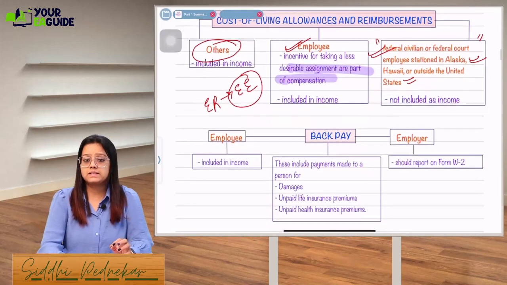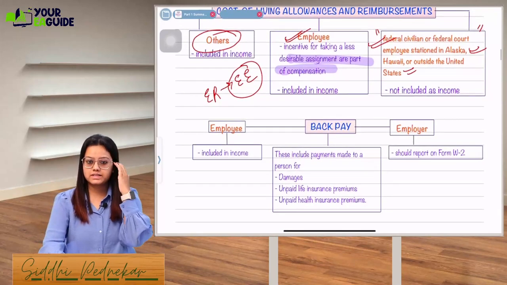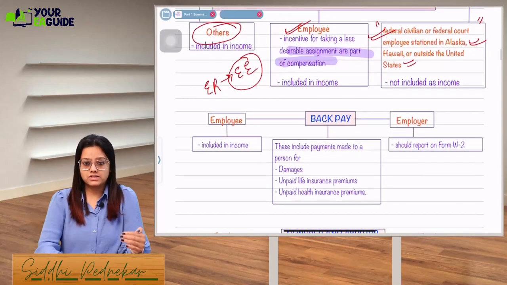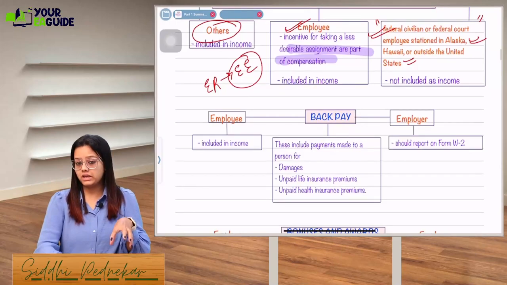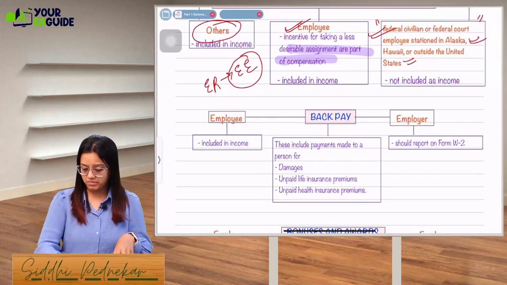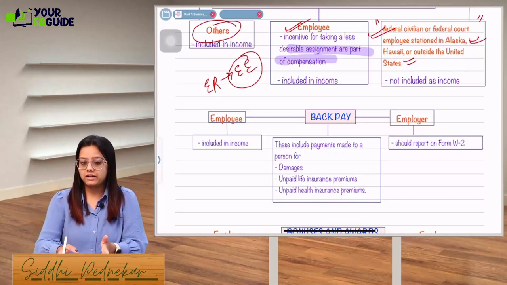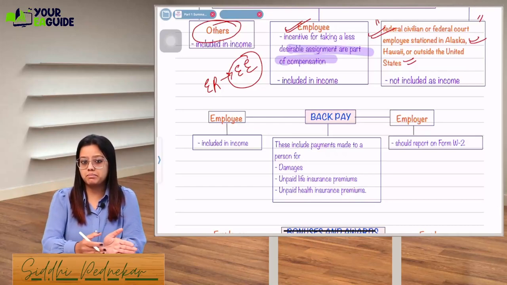Okay, next is back pay. Back pay means, let's say, I have provided certain services but have not yet received the income, or received a lesser income. Next year I am going to recover my wages and salary which were not paid in the previous year. So it is back pay.